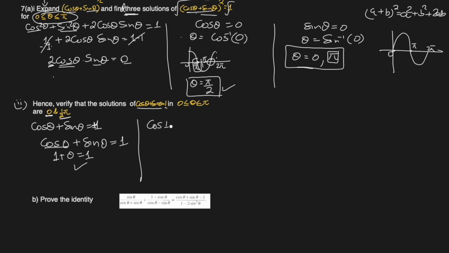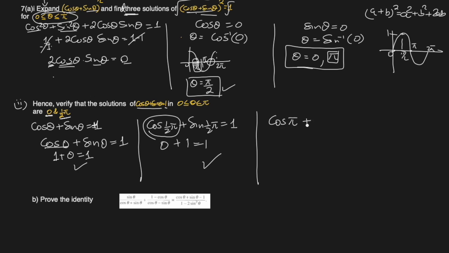Cos half pi plus sin half pi equal to 1. Cos half pi is 0. In the graph you can see at half pi it is 0. Plus sin half pi, which is pi by 2, we have 1. The value is 1 at half pi. So 1 equal to 1. Verified. And we will do cos pi plus sin pi also to verify that it is not the right answer.